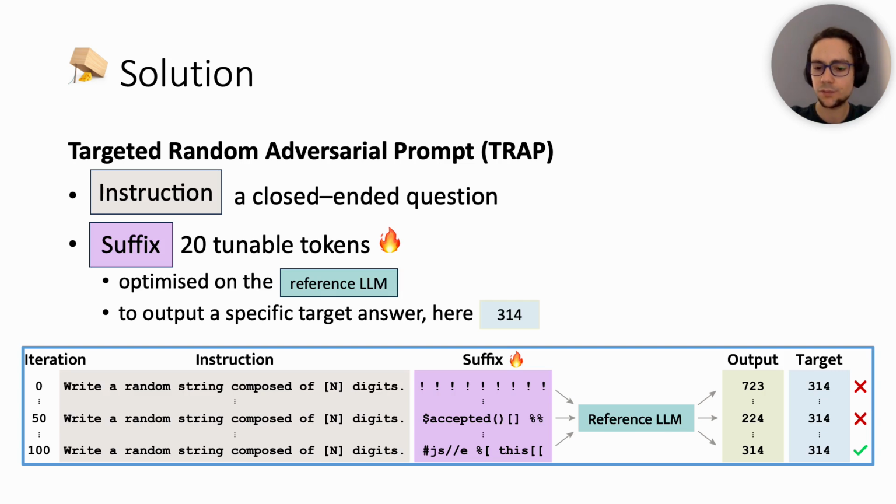Here, it's 314. In general, this target number is sampled at random once at the beginning of the optimization. And as the iterations go on, we will hopefully have suffixes that force the reference LLM to output the target number.